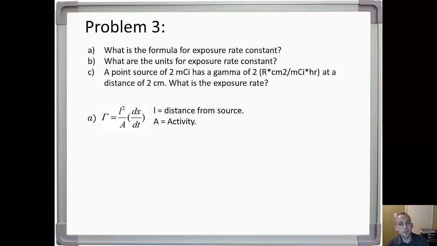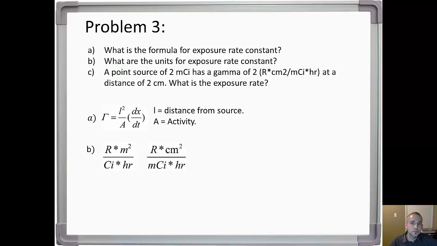Sometimes people call it gamma, but gamma is used a lot in this field, so you can sometimes confuse it with other things. So I almost prefer saying exposure rate constant. Okay, here's a good one. What are the units for exposure rate constant? There's actually two that are acceptable, so it would depend on the question. If you had to solve for exposure rate constant, they're probably going to say which units they want. You're going to be solving for those units. So there they are.